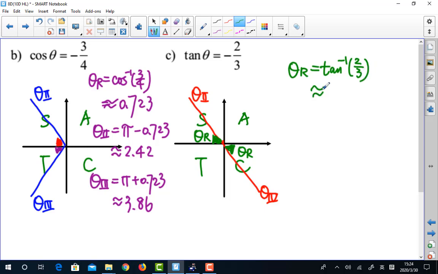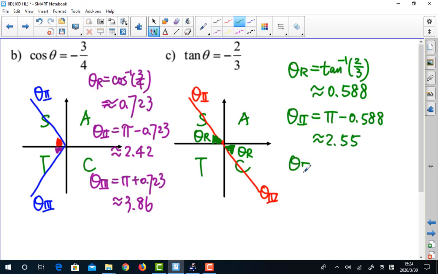It's approximately equal to 0.588. So then we look for the second quadrant angle. It's pi minus its reference angle, which is around 2.55. And the fourth quadrant angle should be 2 pi minus the reference angle. It's approximately equal to 5.70 radians.